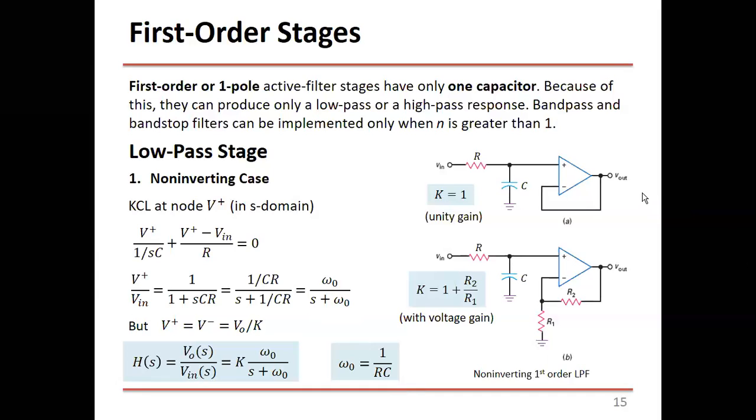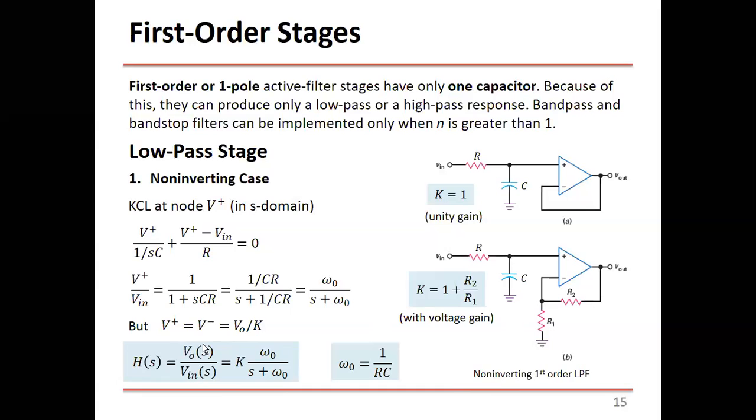Now we don't need the transfer function between V plus and Vn. We need it from V out to the Vn. So we know that V plus is the same as V minus. This is rule number 1. And V minus is either the same as V out or V out multiplied by R1 divided by R1 plus R2, which is 1 over K, right? So V minus is V out over K.